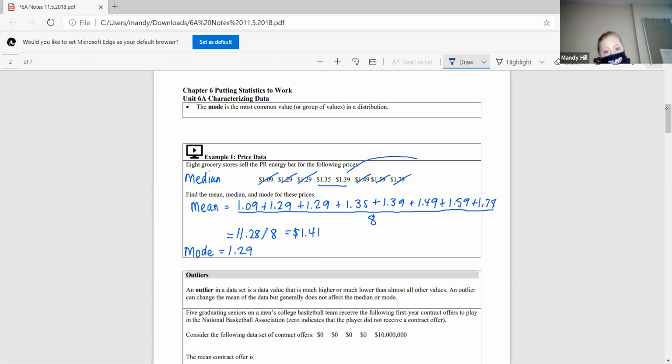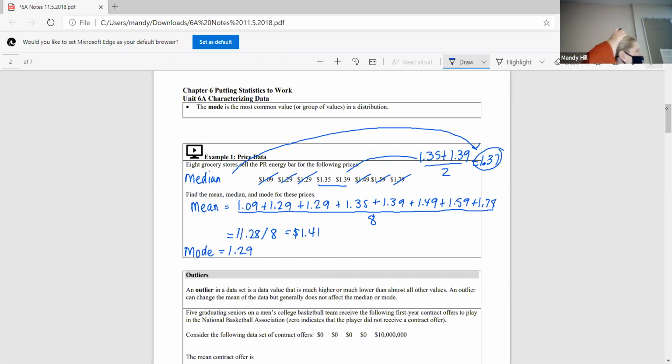Okay, if we only had one number in the middle, it would be the median. But since we have 2 numbers in the middle, to calculate it, we're going to need to add 1.35 plus 1.39 and divide by 2. Basically, we're finding the average of these 2 numbers, which is halfway in between those. You can imagine that that's $1.37. So that's our median. And the number in the middle is our median. Questions about how to find any of those?